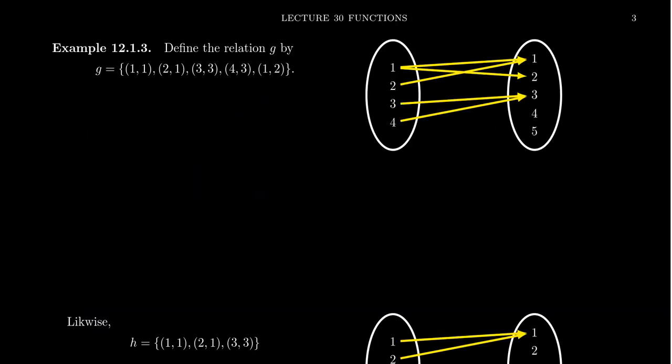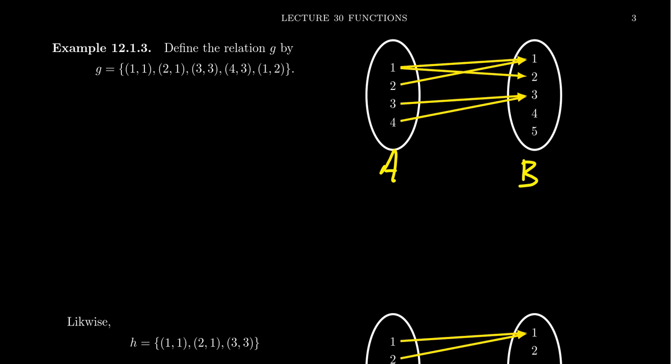Before doing so, though, I actually want to discuss non-examples. It's not just good enough to talk about things that are functions. We have to also discuss things which are not functions. What can go wrong? Consider the following relation G, which again is a relation between the same two sets. Here's the set A right here. Here's the set B. A is 1, 2, 3, 4. B is 1, 2, 3, 4, 5.